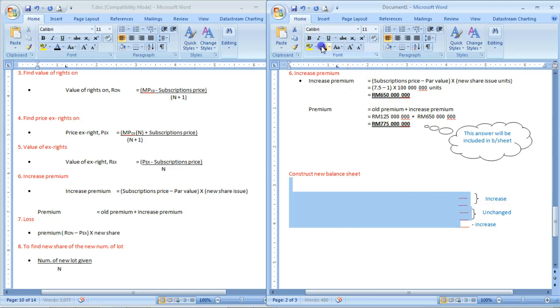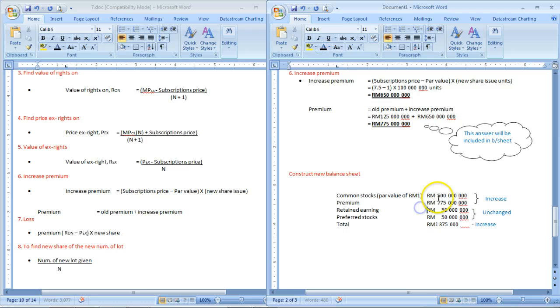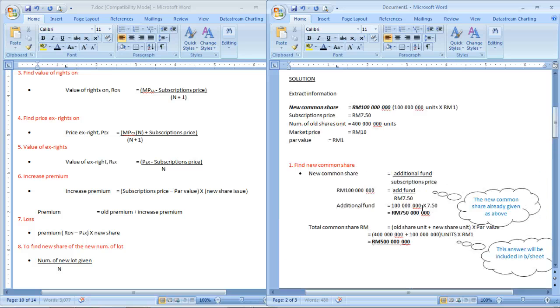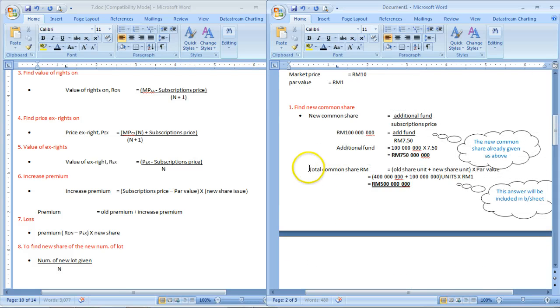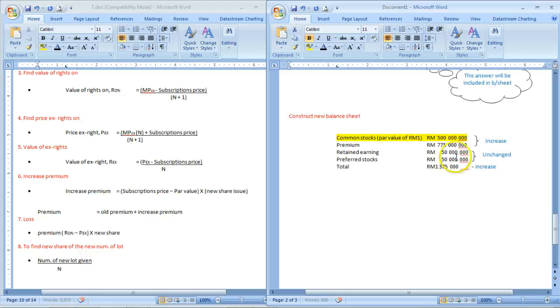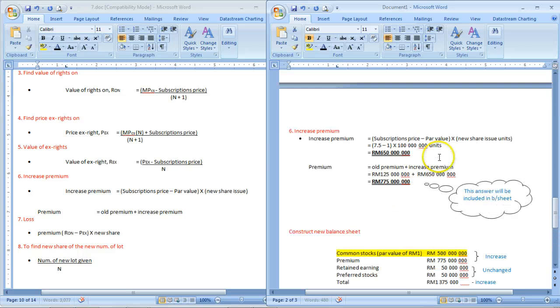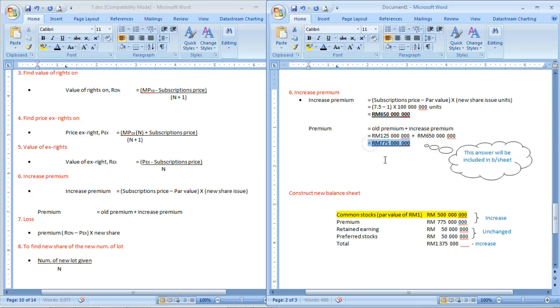If you realize, when you are using stock right, your number of common stock increases. Why, class? Your par value is maintained because you have calculated the new common stock just now. The total common share is RM500 million, which comes from your first calculation. So you can put it here, and then your premium also increases as stated here. This is your new premium when you construct a new balance sheet.